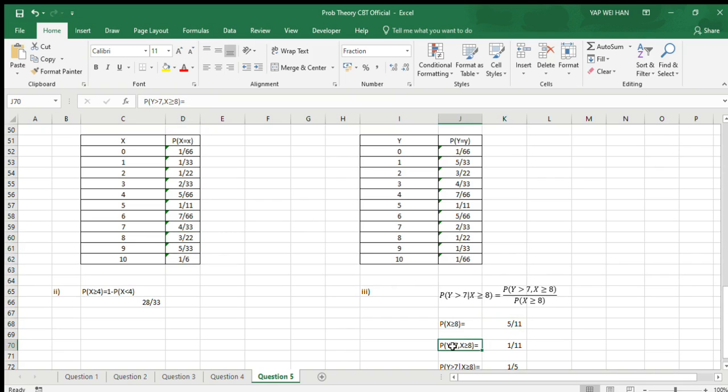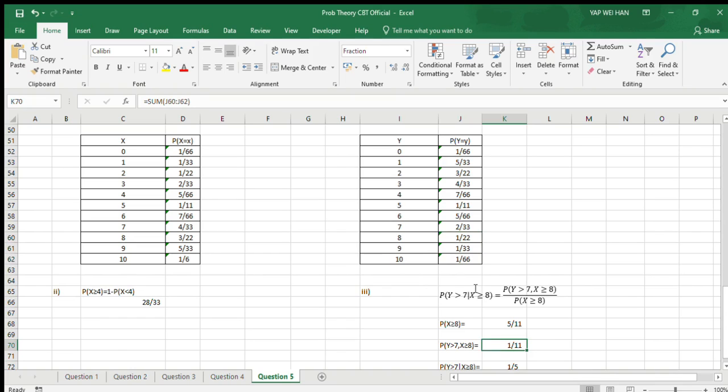Alright, next part we'll go to the joint. So the probability of Y larger than 7, X larger or equal to 8. It's actually here, Y larger than 7. So larger than 7, 7 is not included. So we start from 8, 9, and 10. We just sum these three up. 1 over 22, 1 over 33, 1 over 66. We'll get 1 over 11.